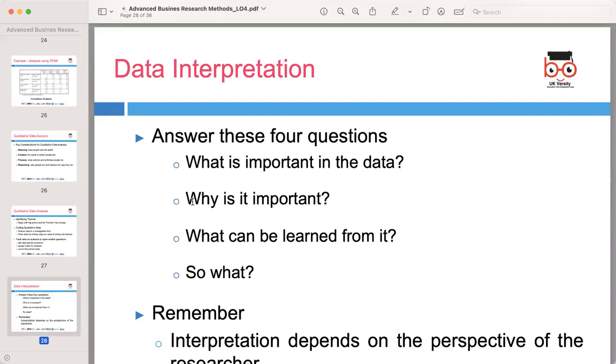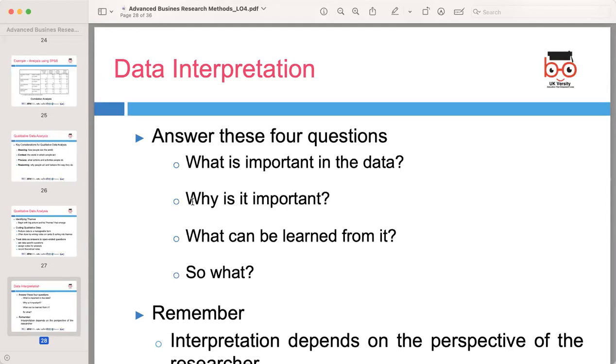What can we learn from it? Third question: data offers a wealth of knowledge. Through interpretation, we can extract valuable information about various phenomena such as consumer behavior, market trends, scientific discoveries, and social patterns.